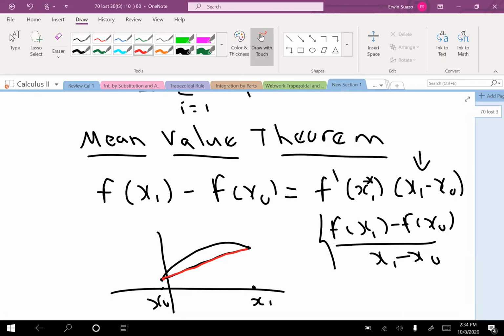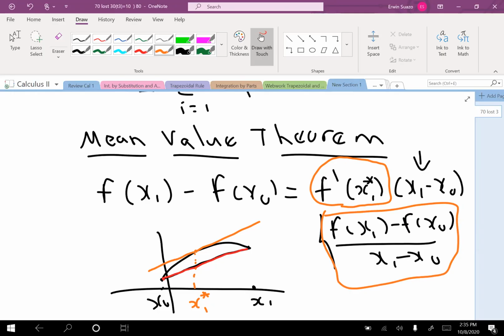Okay? So the mean value theorem says there is a point in the middle such that the derivative at that point has the same slope. Look at it, it's right here. So this point is x1 star. The slope of the tangent line at that point is exactly this value. Okay, that's the mean value theorem.